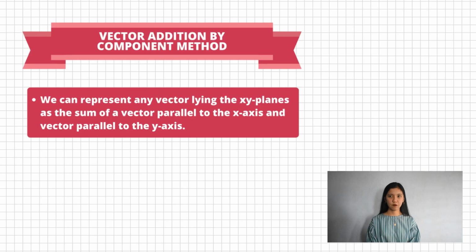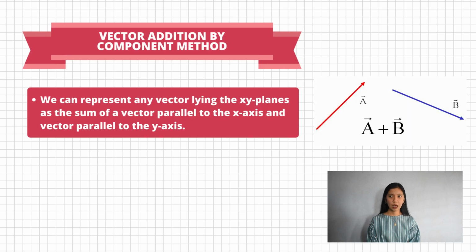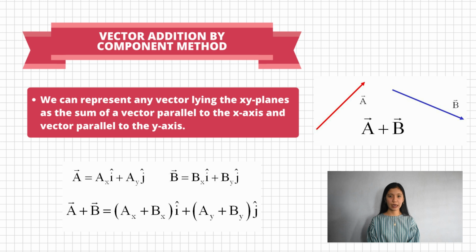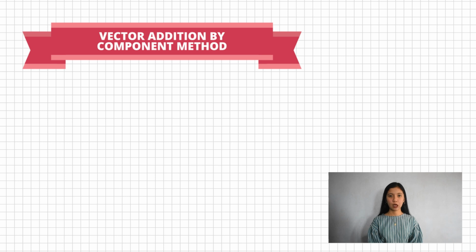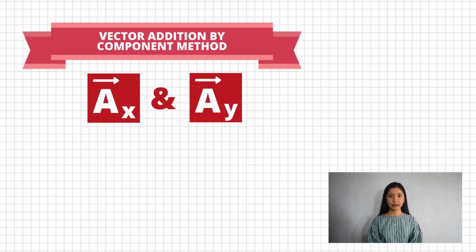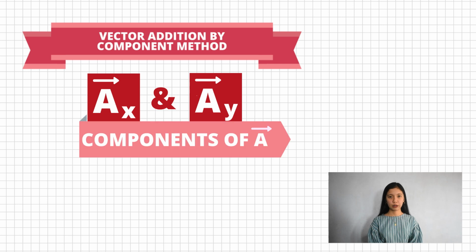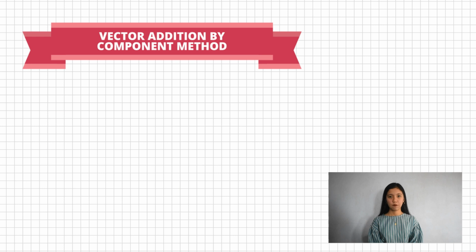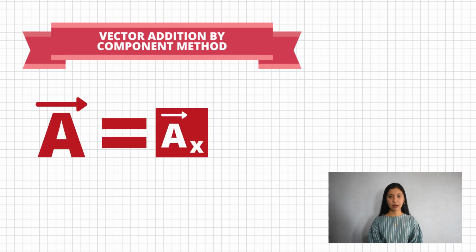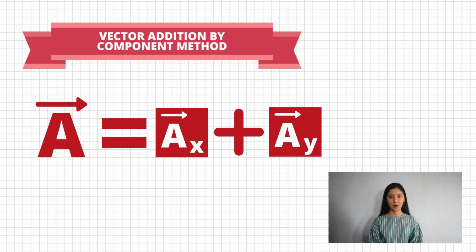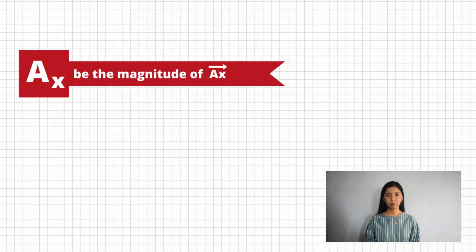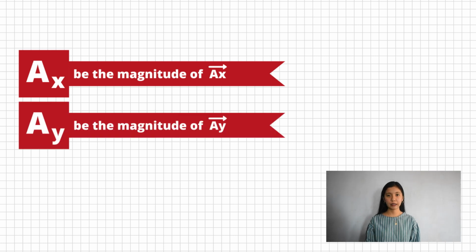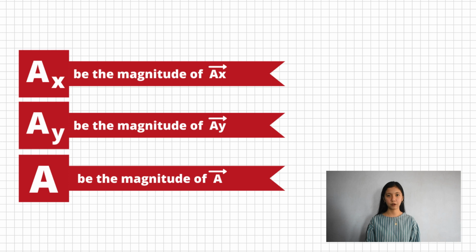We can represent any vector lying in the x-y plane as the sum of a vector parallel to the x-axis and a vector parallel to the y-axis. These two vectors, vector A sub x and vector A sub y, are called the component vectors of vector A, and their vector sum is equal to vector A. In symbols, vector A is equal to vector A sub x plus vector A sub y, where A sub x is the magnitude of vector A sub x, A sub y is the magnitude of vector A sub y, and A is the magnitude of vector A.